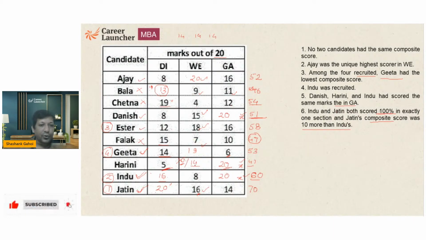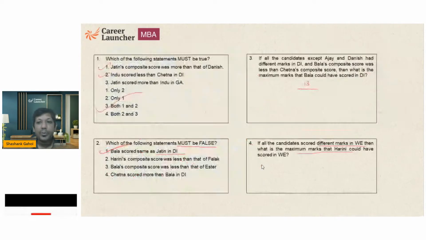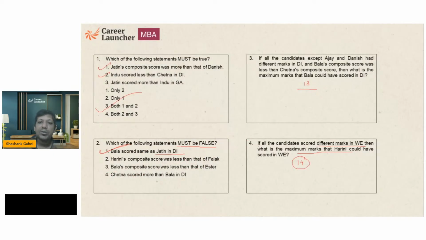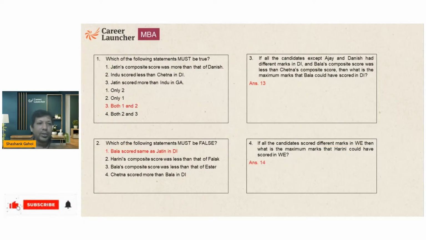Now let's check with 14. So 5 twos are 10, 10 plus 20, 30, 30 plus 14 is 44. Is it clashing with any other number? No. So it means Harni's highest score that is possible is going to be 14 in WE. So answer of this question is going to be 14.